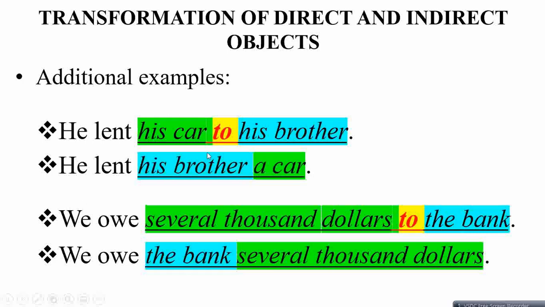Another example: we owe several thousand dollars to the bank. Now the several thousand dollars is your direct object, followed by the preposition to, and then comes the bank. However, you can flip the positions: we owe the bank several thousand dollars. So in that case you just omit your preposition, and the bank is your indirect object that comes before your direct object.